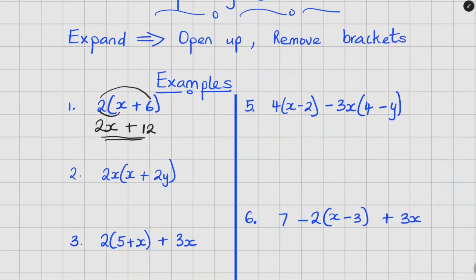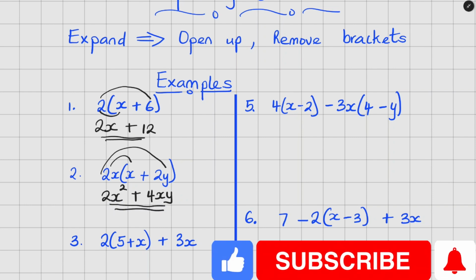Question number 2. For question number 2, we have 2x into bracket x plus 2y. Remember, we have to multiply each item in the bracket by what is outside of the bracket. So we go 2x times x. That's going to give us 2x squared because we have x times x. The sign is positive. And then 2x times 2y. The 2 multiplying the 2 will give us 4. The x by the y will give us xy.